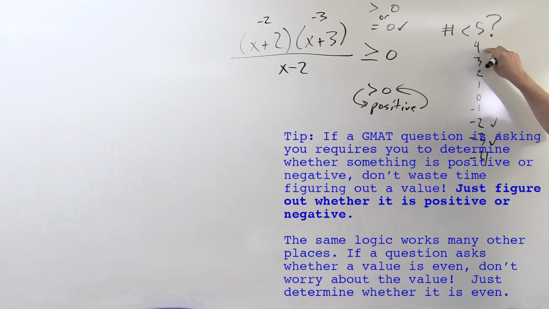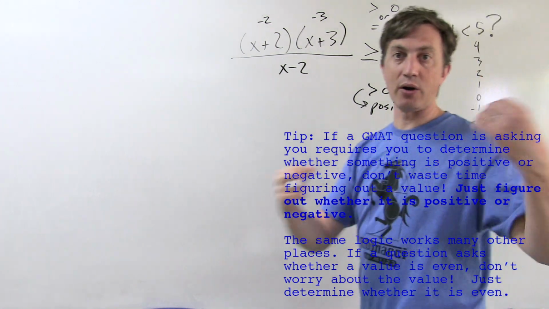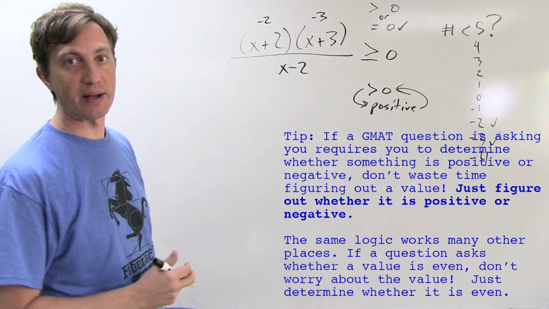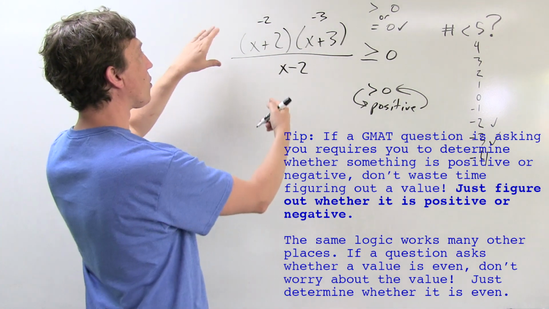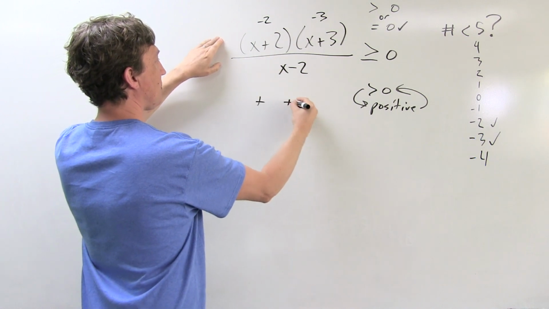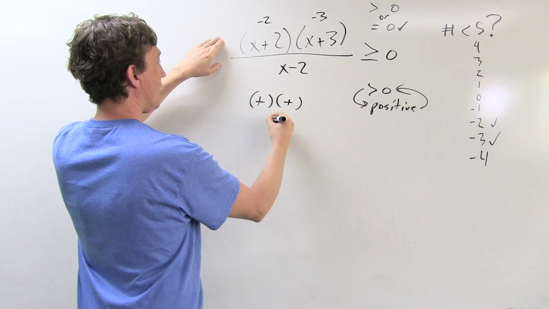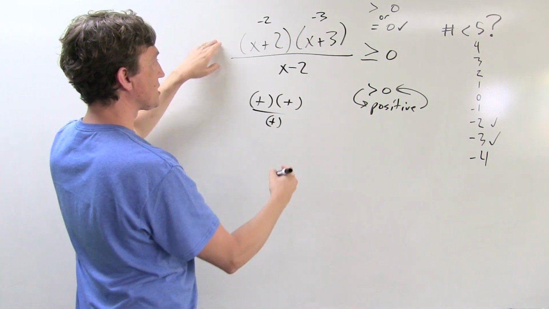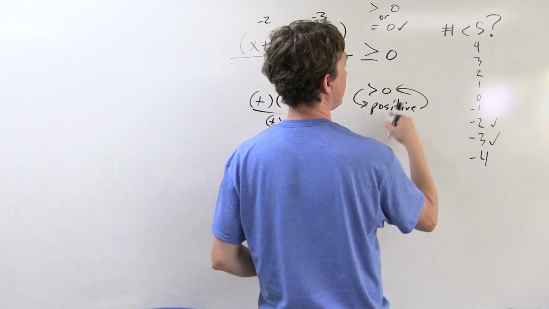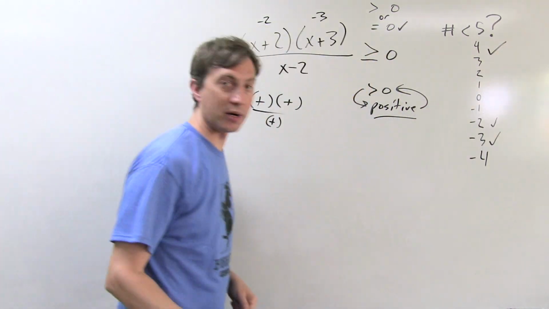And we don't need actual values to test these. We don't need to calculate them all out. We just need to say, what is it going to tell us in terms of positive and negative? So if we put 4 in here for x, we would say that's going to be a positive times a positive all over a positive. And if you ask me, that's going to be positive. And so when we ask this question, how many are positive, 4 will work.